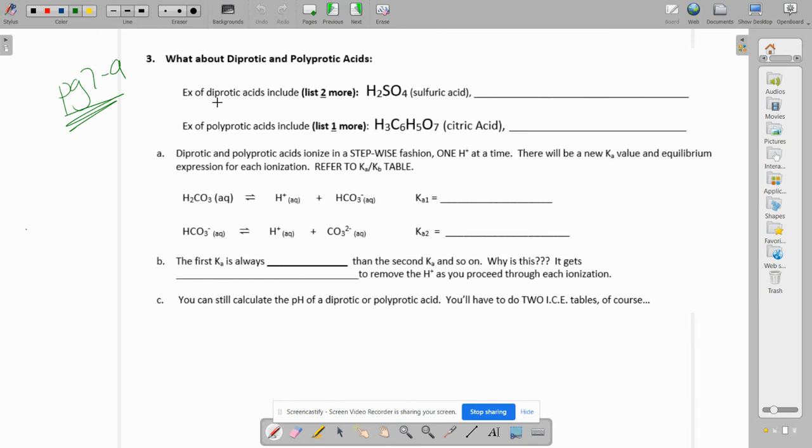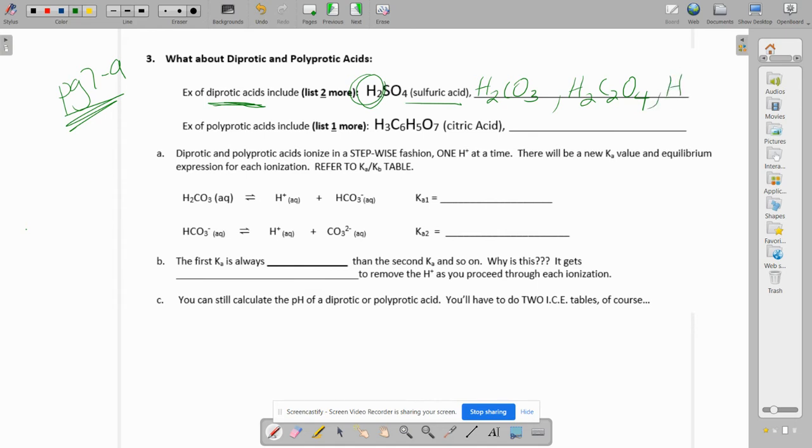First of all, some examples of diprotic acids. That just means you have two acidic hydrogens out front. Sulfuric acid is a great example. Looking at that Ka-Kb sheet, how about carbonic acid? That's a good example. That's what's found in any carbonated beverage. Another one, oxalic acid, which is really hardcore, like a bathtub cleaner sort of thing. So H2C2O4.